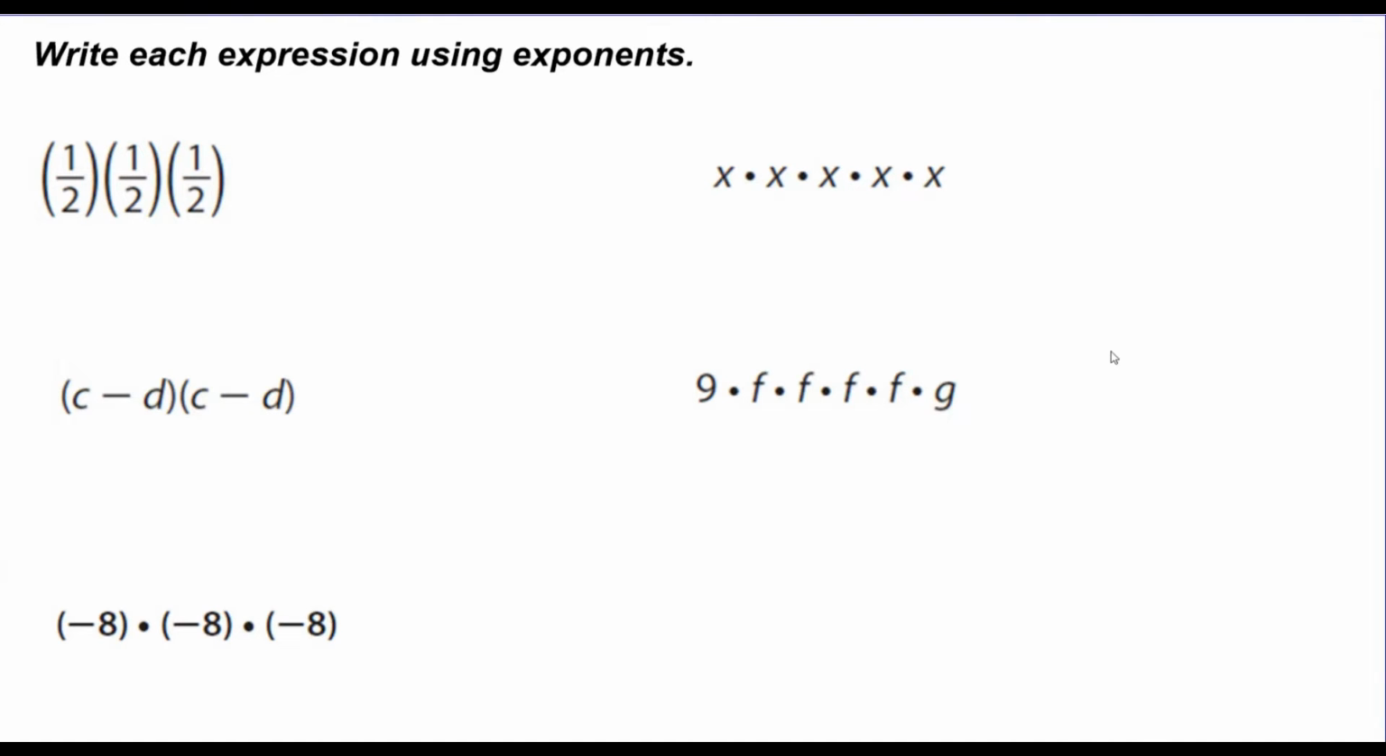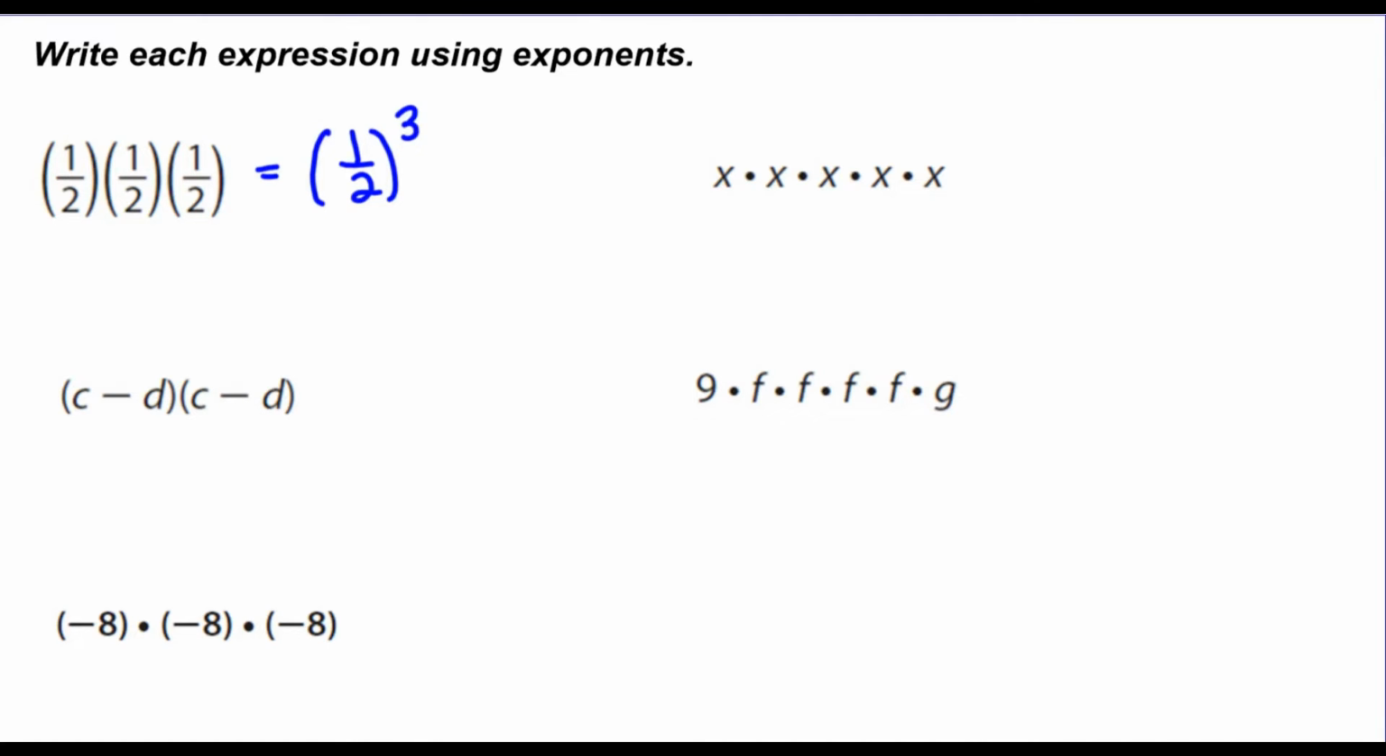So let's practice abbreviating these expressions using exponents. We're going to write each expression using exponents. The first one is 1/2 times 1/2 times 1/2. So we're repeatedly multiplying by 1/2, and we're multiplying 1/2 times itself 3 times. So our exponent here is going to be 3. We can rewrite that as 1/2 to the third power.